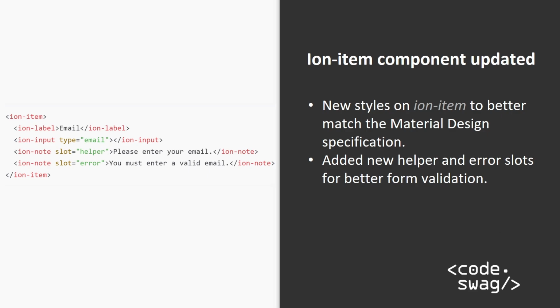As part of the Material Design updates, new styles have been added to ion-item to better match the Material Design specification. Additionally, the Ionic team added new helper and error slots for better form validation.